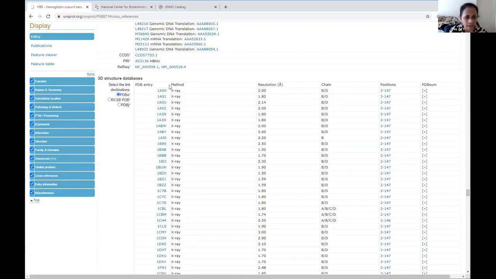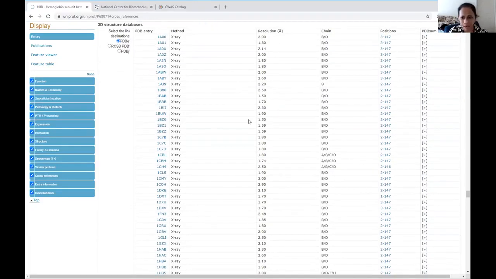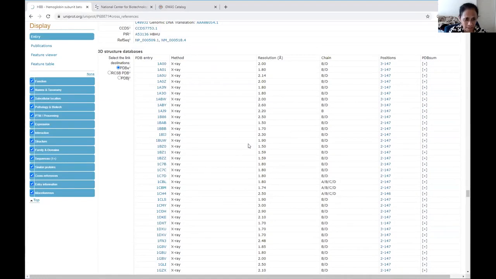Then again, it is PDB. This is a very important thing for you to understand, and we'll be doing this tomorrow.